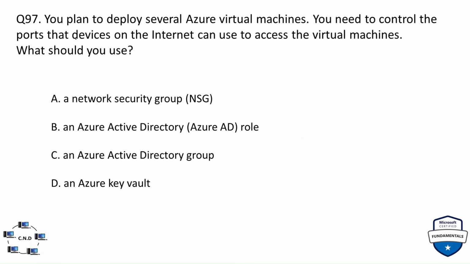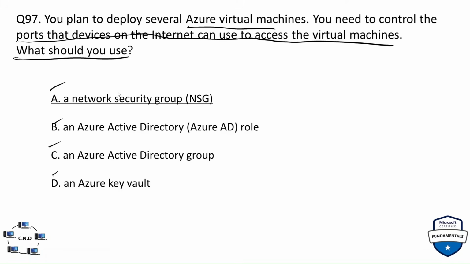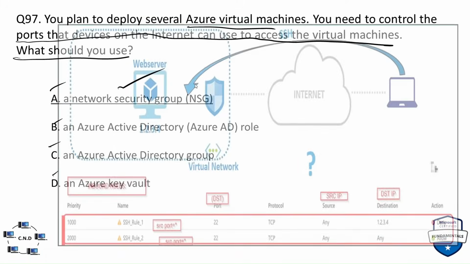Question number 97: you plan to deploy Azure virtual machines. You need to control the ports that devices on the internet can use to access the virtual machines. What should you use? Again, the options are A, a Network Security Group, NSG, B, an Azure Active Directory role, C, an Azure Active Directory group, and D, an Azure Key Vault. And the correct option is again a network security group.